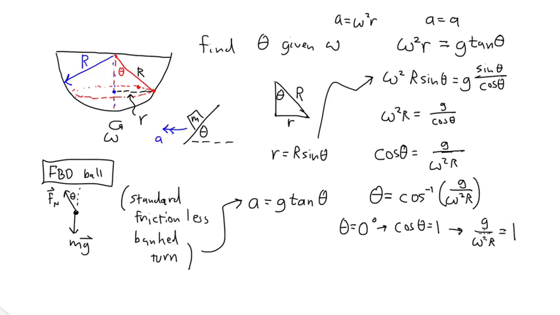And this is kind of interesting because what this gives you is omega squared equals g over r, or omega equals the square root of g over r. And it turns out if you think this through, you'll realize this is a minimum value for omega. So if you swirl the bowl really slowly, the ball will just sit at the bottom of the bowl and do nothing. You have to exceed this square root g over r.